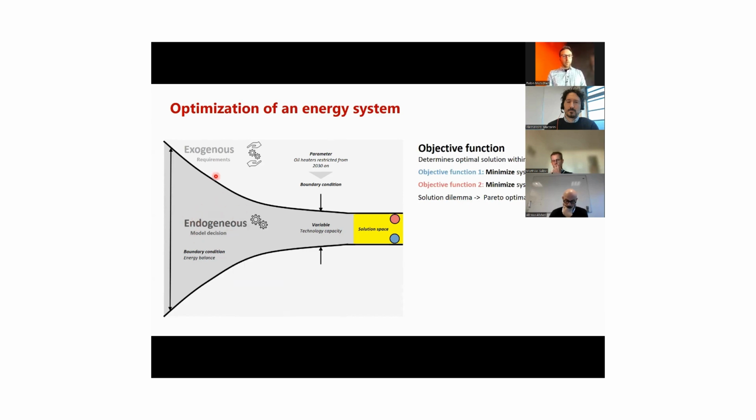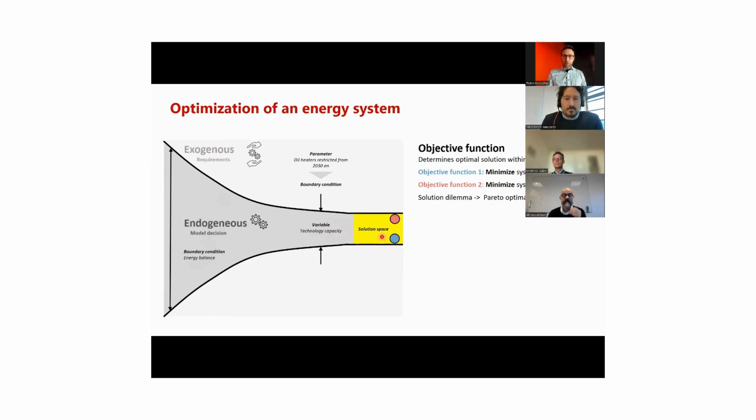So we have a kind of funnel which leads to a solution space, and the solution space gets narrowed down with endogenous and exogenous boundary conditions. For example, one boundary condition which always has to be fulfilled is the energy balance, and exogenous requirements could be, for example, the net zero aim or other restrictions given by policy or nature. And this then leads to a smaller solution space.